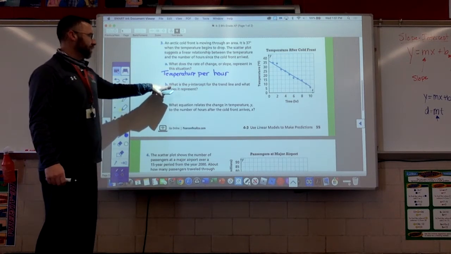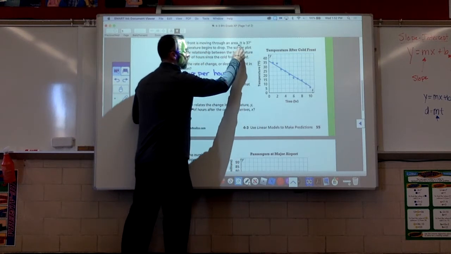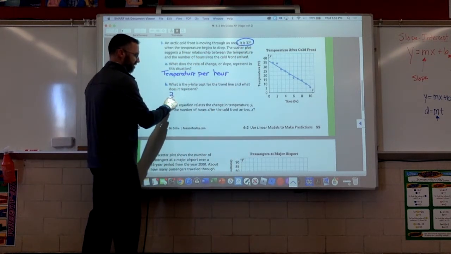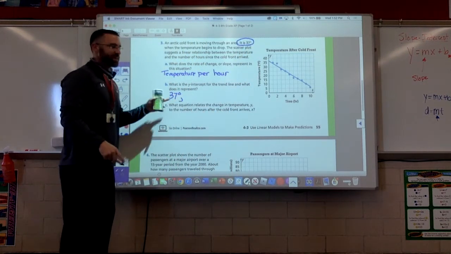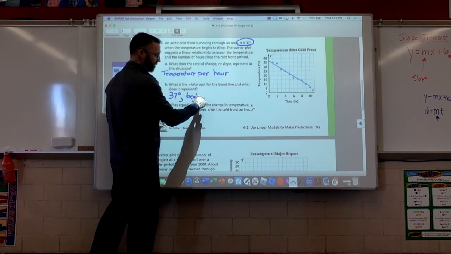What is the y-intercept for the trend line, and what does it represent? Well, the y-intercept is right there. Better yet, it was given to us. It's 37 degrees. What does it represent? The beginning, I'm just going to say beginning temperature.